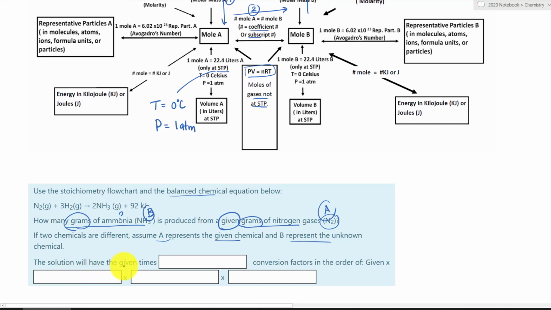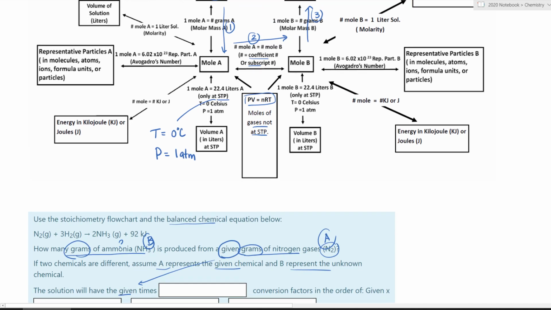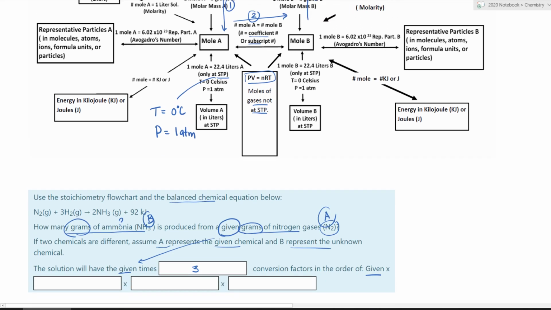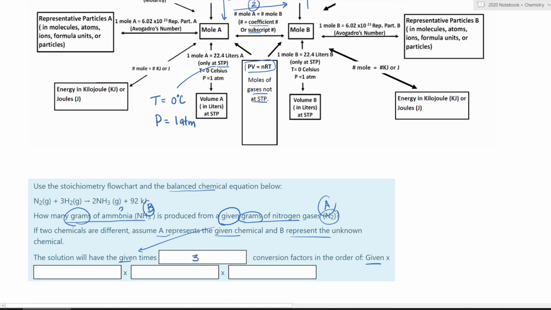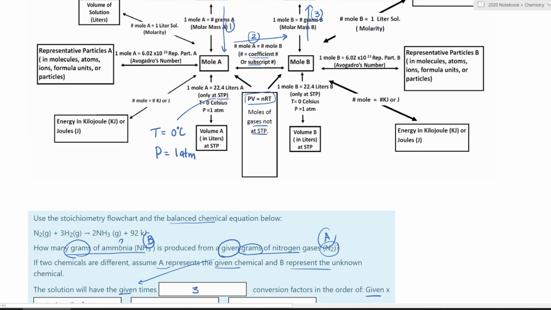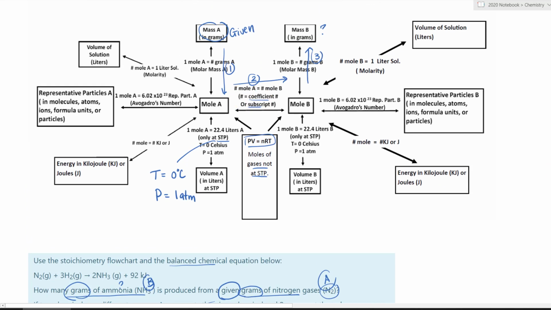The solution will have the given, right, which in this case is right here, times blank conversion factors in the order of. So in this case, how many conversion factors? We have 1, 2, and 3. So we have 3 conversion factors. So here we have our given in this case, okay? Our given is going to be multiplied by what? The first one is 1 mole of A equal to the number of grams of A. Now what's the next one we have? Number of moles of A equal to number of moles of B.